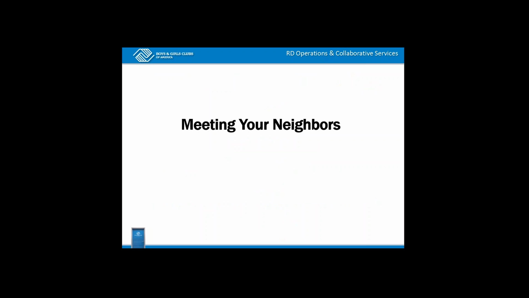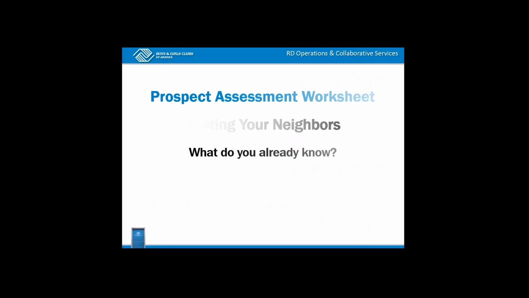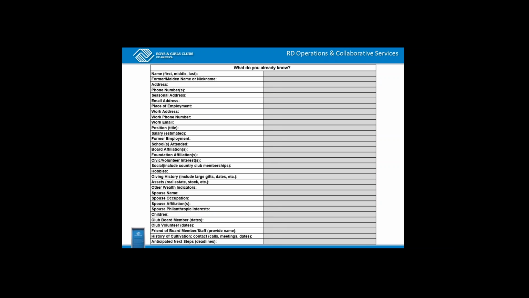And then what do we do with all this information once we have it? How do we meet our neighbors? One of the things you can do is assess what you know through a prospect assessment worksheet, and these are also available on bgca.net. By using the worksheet, you're trying to figure out: what do I already know about my prospect? What do I need to know? And what am I trying to achieve by knowing this information? Maybe I discover through my assessment that I really don't know what Mr. or Mrs. Smith's philanthropic interests are.